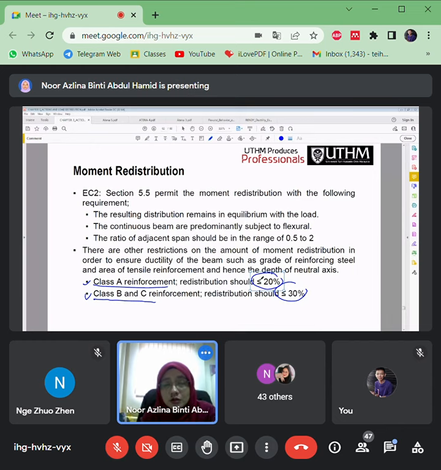If the question does not mention moment redistribution, don't do it. No need. Just give the original shear force and bending moments for that calculation. But if at the end it mentions to do moment redistribution, then you must do the reduction.